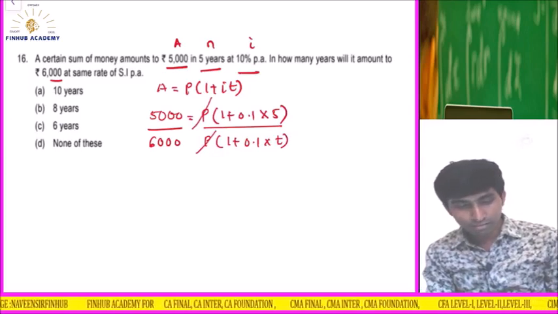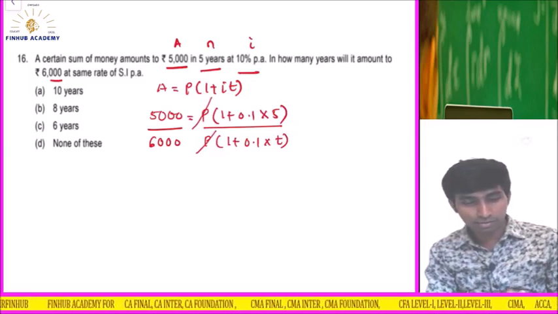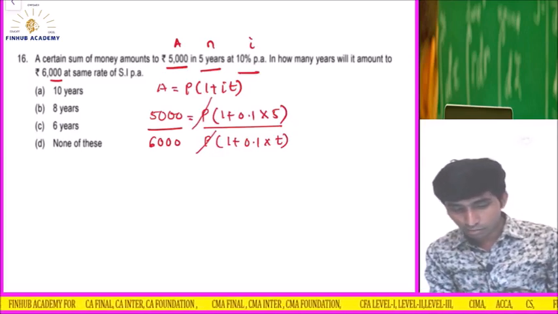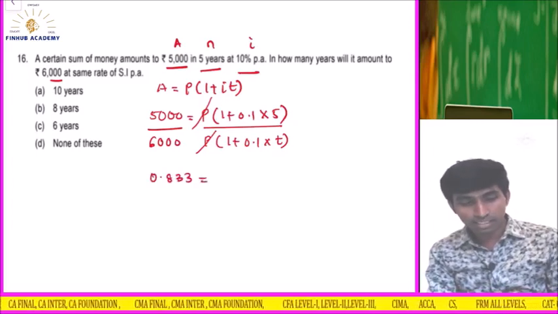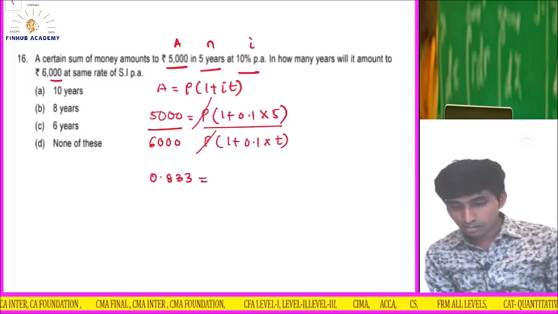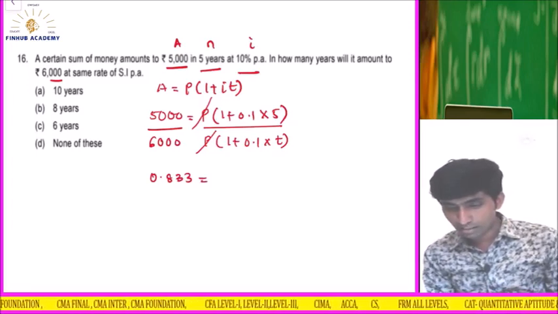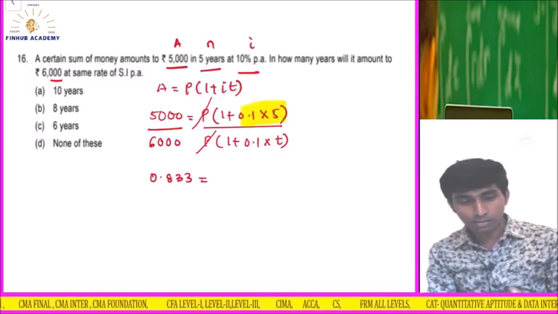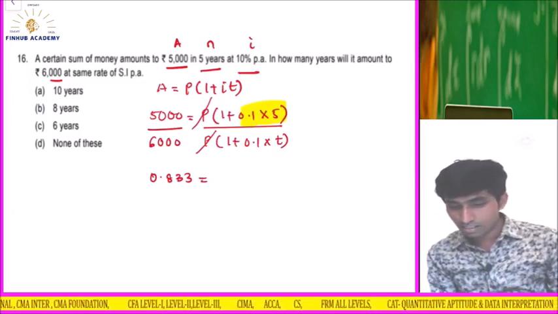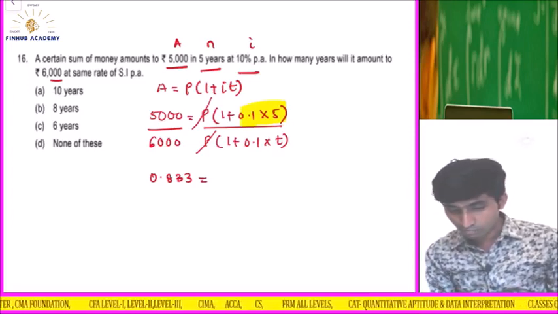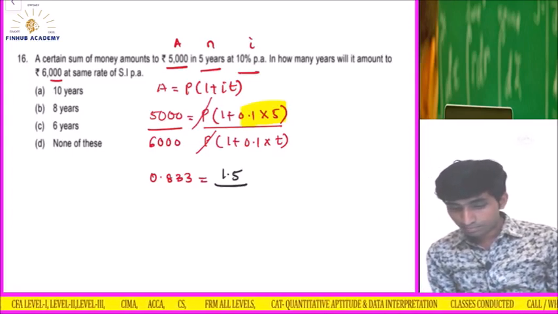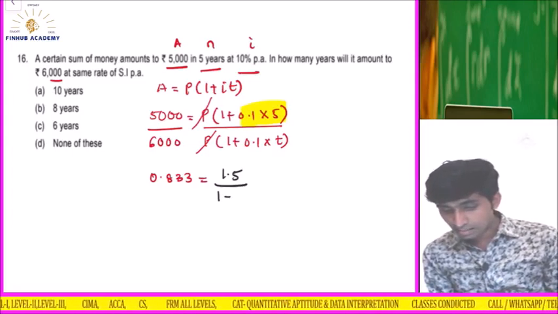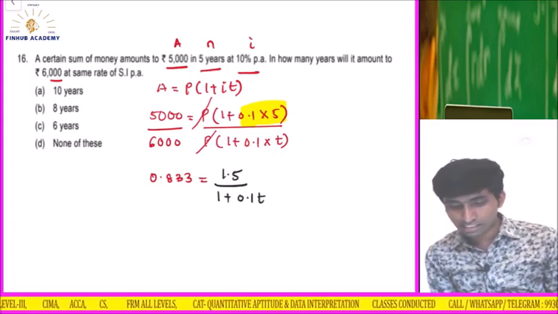So 5000 divided by 6000 is 0.833 recurring, which is equal to (0.1 into 5 plus 1). So this part is 0.1 into 5, and then plus 1. So this becomes 1.5, the numerator, upon 1 plus 0.1 t. Okay, this is 0.1 t.